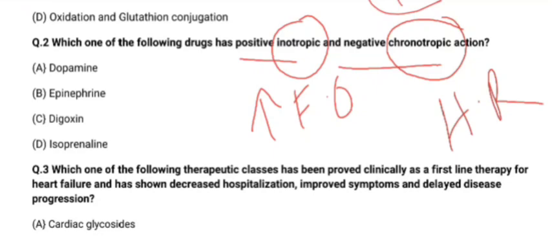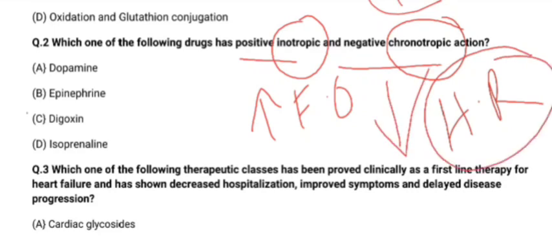Positive inotropic effect means there is increase in force of contraction of the heart, and negative chronotropic effect means there is decrease in heart rate. So the answer will be digoxin. Digoxin is a plant drug. It is obtained from various digitalis plants. So the answer will be digoxin. Digoxin has positive inotropic effect and negative chronotropic action.